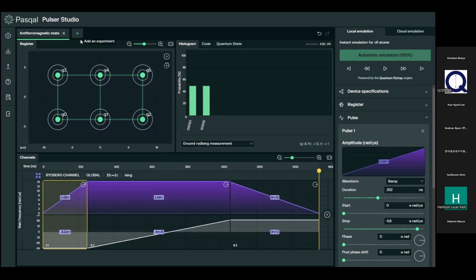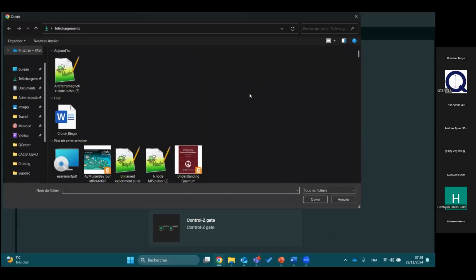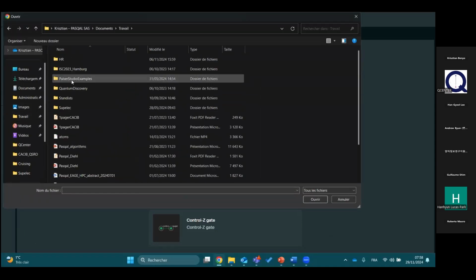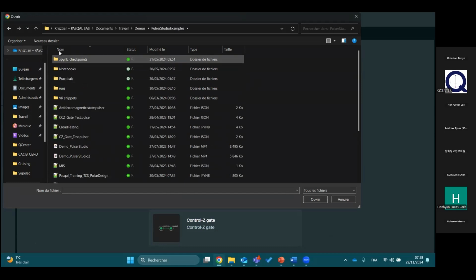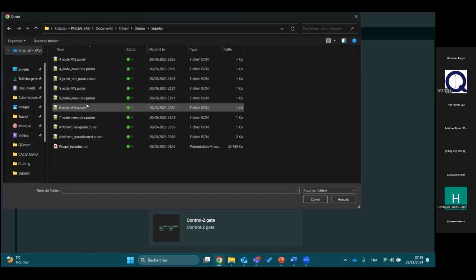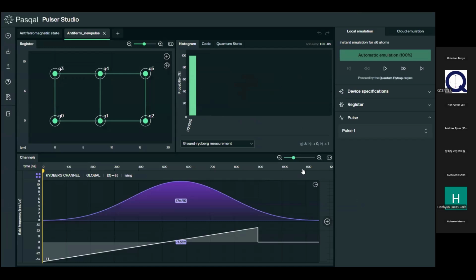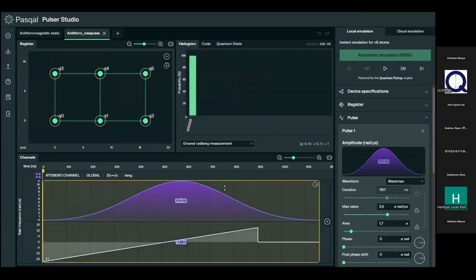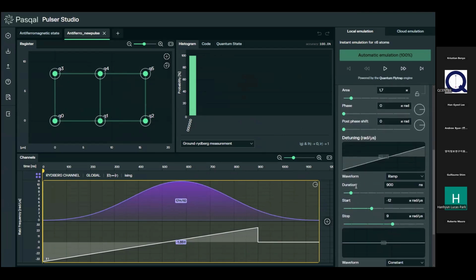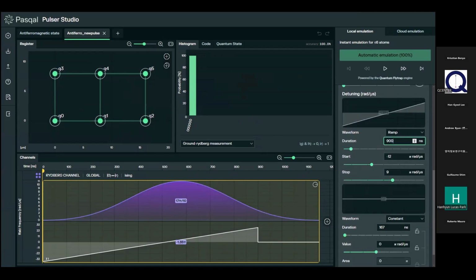So as we have seen in one of the examples, let me load up one of the demo sequences we have seen on Wednesday. In this case, for our atomic register with the 6 nodes in a square lattice, I've designed a single pulse. Again, as you can see, it's in a sense respecting the same constraints. I will make a quick modification just to correspond to exactly what we are doing.